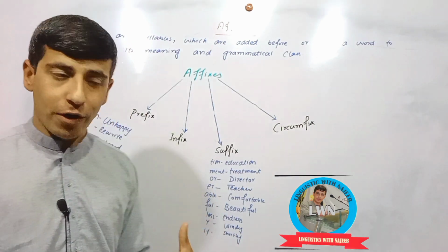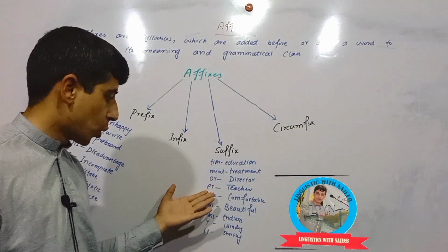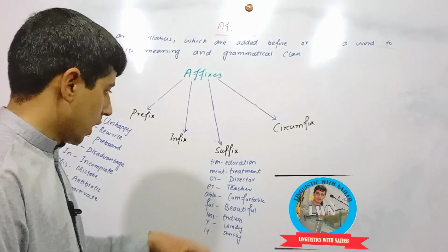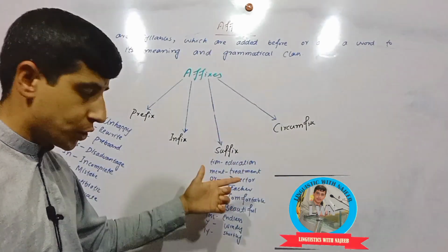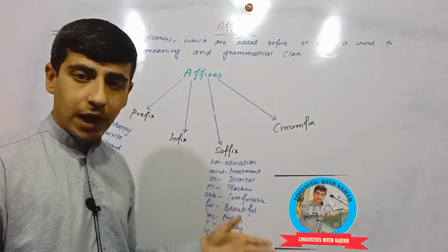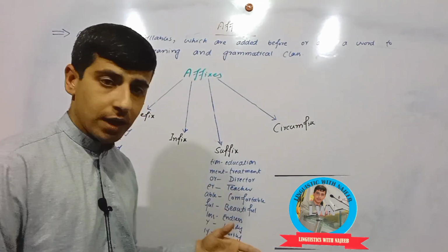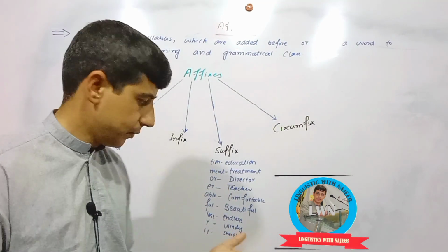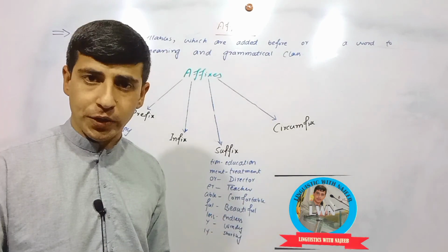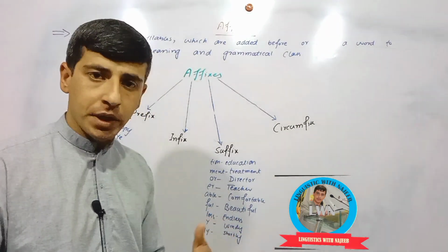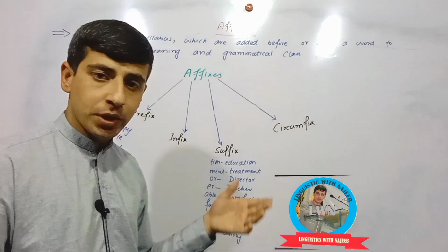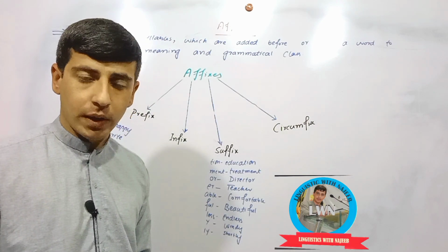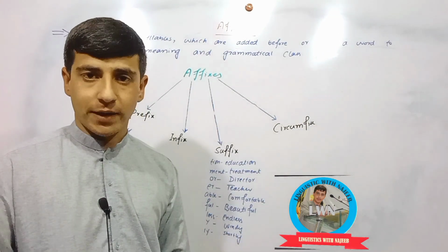The suffixes are like tion, ment, or, er, able, ful, less, y, and ly, etc. Like educate into education, treat into treatment, direct into director, teach into teacher, comfort into comfortable, beauty into beautiful, end into endless, wind into windy, and short into shortly. So these are examples of suffixes.